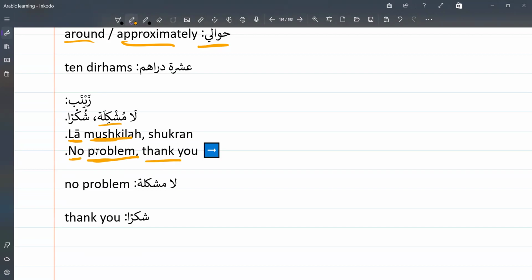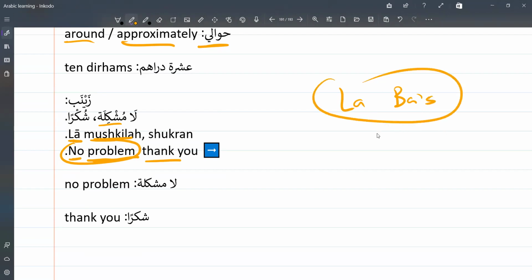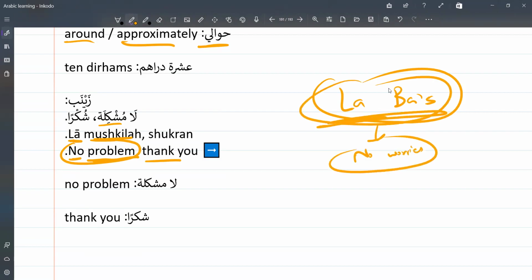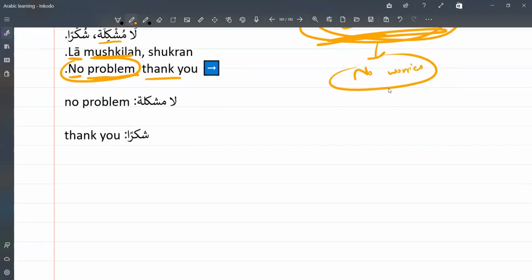And there's one more phrase conveying the meaning of no problem. That is la ba'as. La ba'as again means no worries or no problem, right? So, learn this phrase as well. La mushkila means no problem or no worries, and la ba'as means no worries or no problem. You can use either. And shukran means thank you.